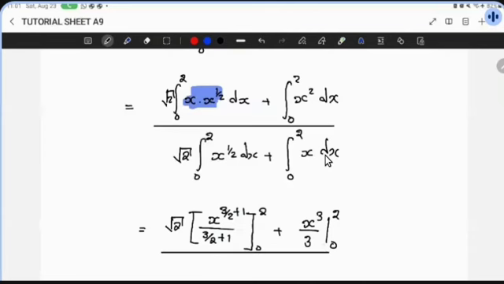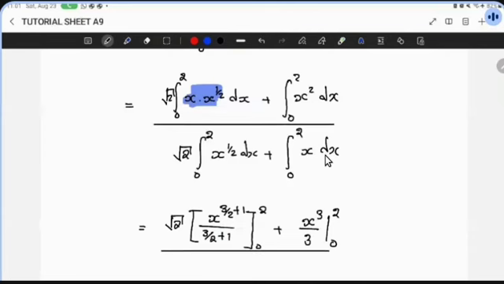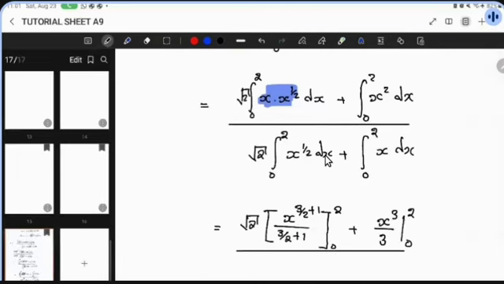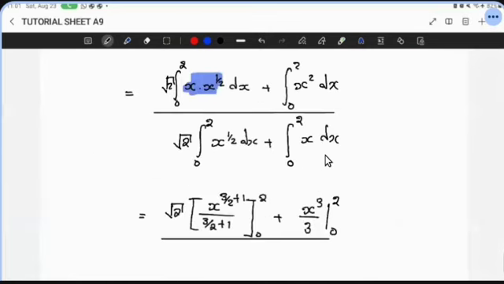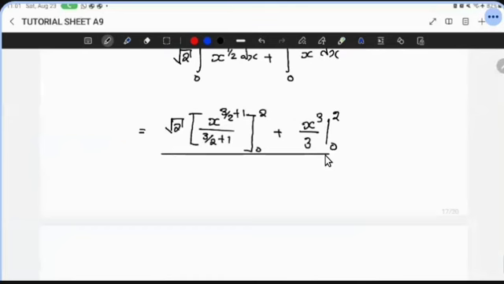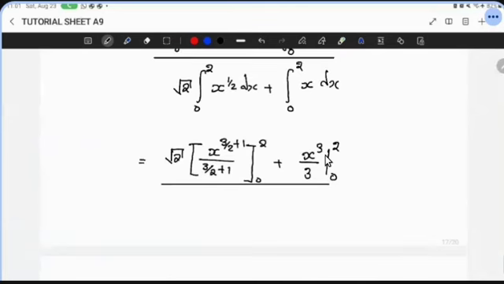In the denominator, what happens there? So let's see. Something similar as well. We integrate x to the power half. So when you do that, it becomes x to the power half plus 1 over half plus 1. And then x, when you integrate that, becomes x squared over 2.